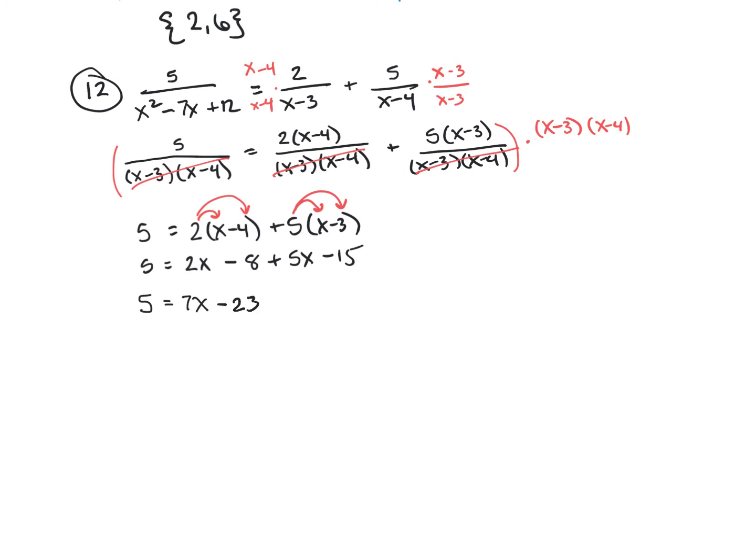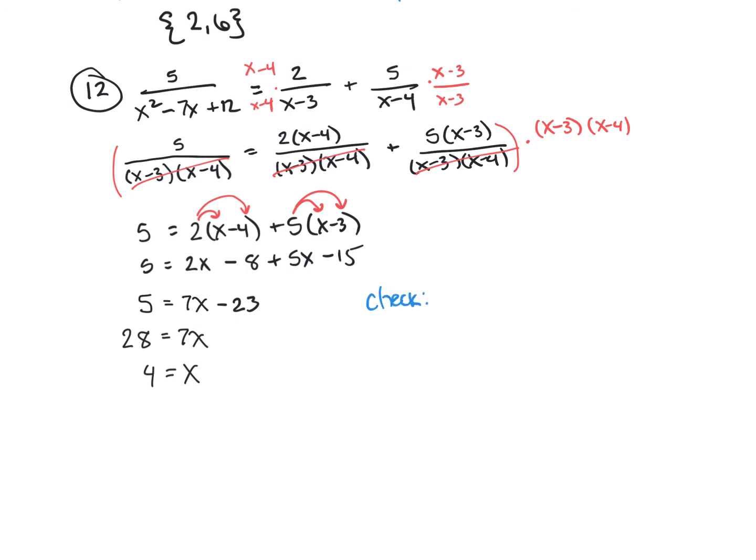So now in order to get x by itself, I'm going to add 23 to both sides and get 28 is equal to 7x. And then to get x by itself, I'm going to divide both sides by 7. And I get x is equal to 4. So we have an answer for x that we were able to solve for, but let's go through and look at our check. So if I was to take this 4 and plug it back into the equation, I want to know what happens.